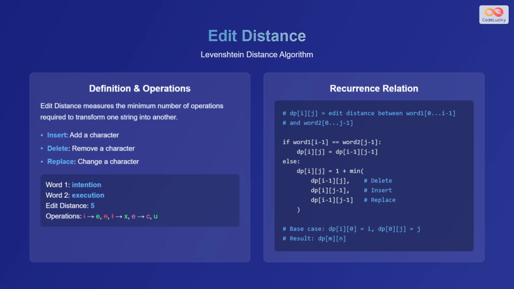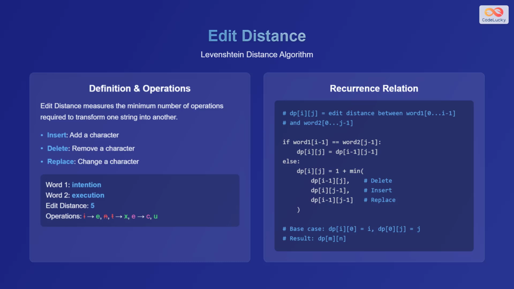of 5. The operations are delete i and insert e, delete n, delete t and insert x, replace e with c and insert u. The recurrence relation can be defined as the dynamic programming of i and j is equal to the edit distance between word 1 from 0 to i minus 1 and word 2 from 0 to j minus 1. If word 1 at i minus 1 is equal to word 2 at j minus 1, then the dynamic programming of i and j is equal to the dynamic programming of i minus 1 and j minus 1.